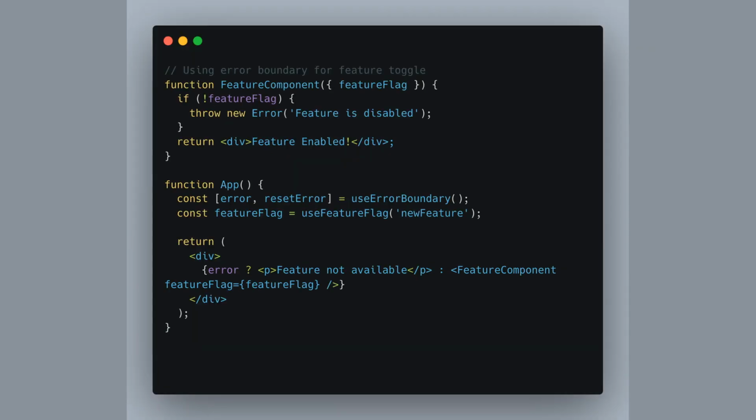Error boundaries aren't just for catching errors. They can be creatively used for other purposes, like feature toggling or managing experimental UI components. Here, we use an error boundary to control the visibility of a feature based on a feature flag. If the feature is disabled, the error boundary throws and catches an error, showing an alternative UI. This showcases the versatility of error boundaries beyond traditional error handling.